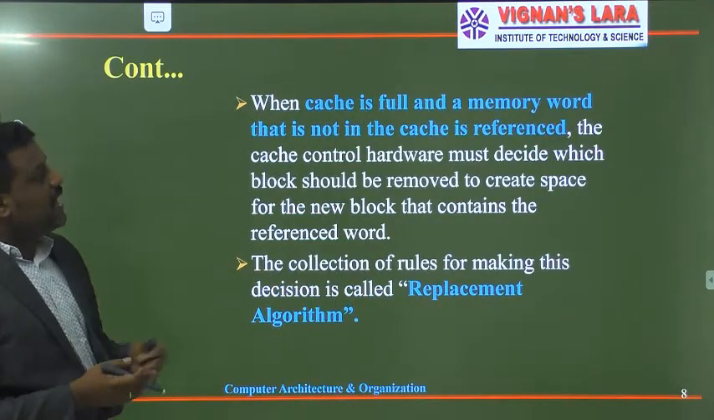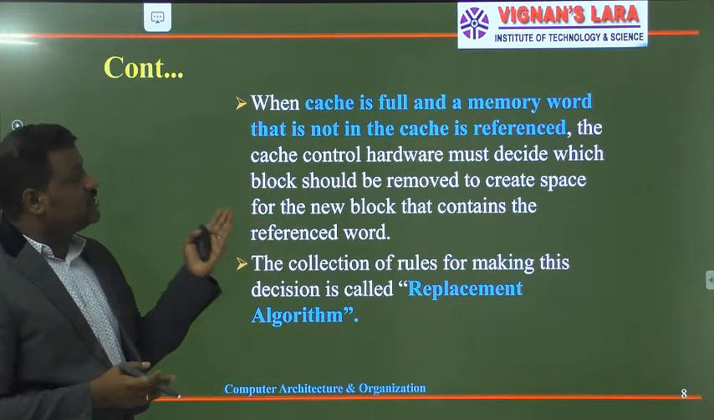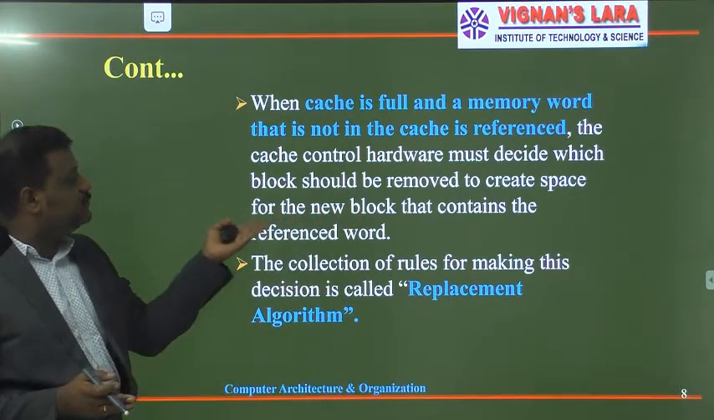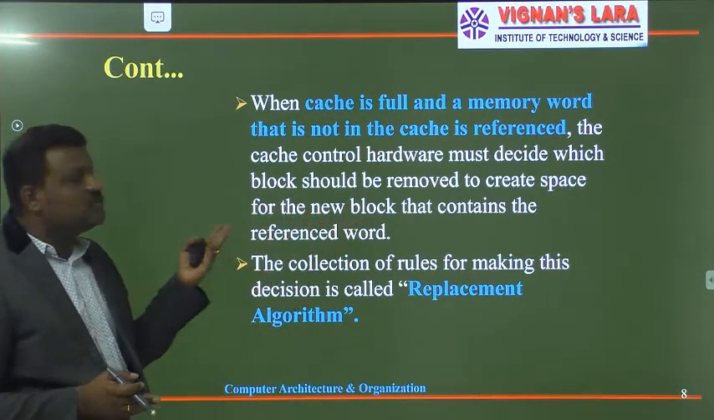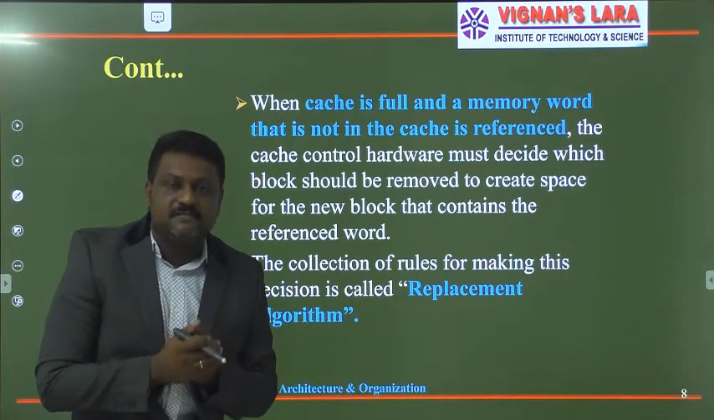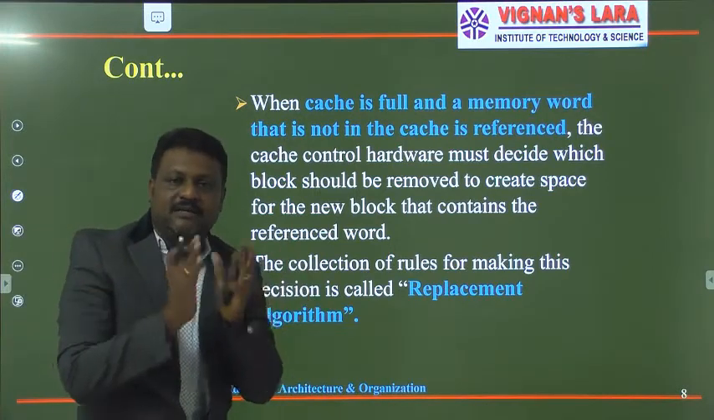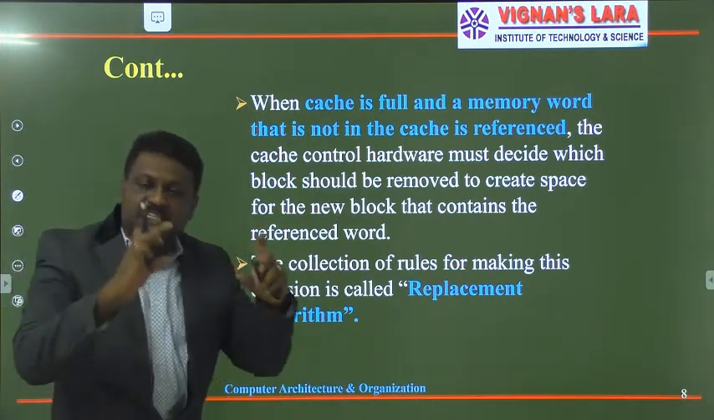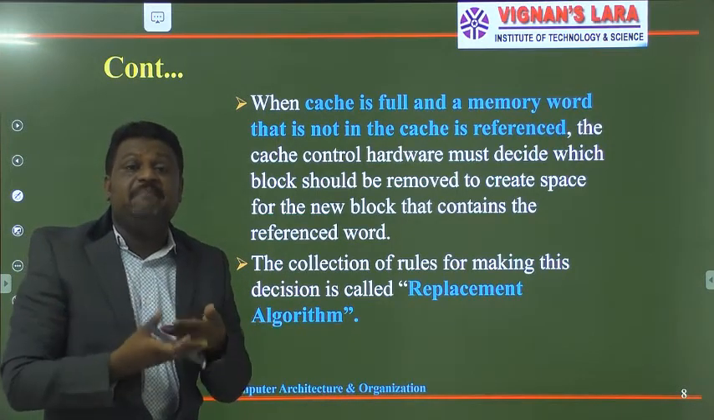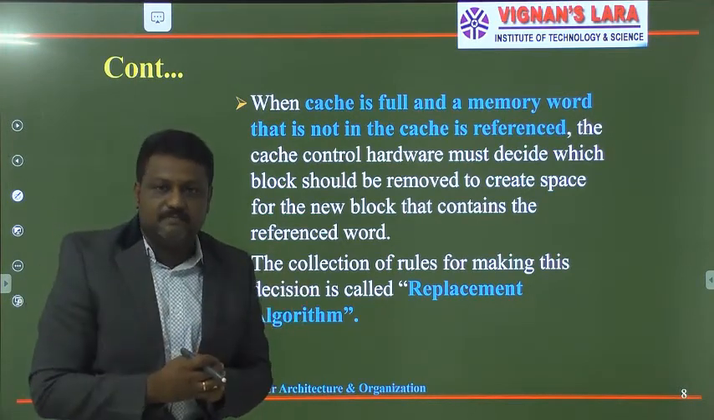When the cache is full and a memory word that is not in the cache is referenced, the cache control hardware must decide which block should be removed to create space for the new block that contains the referenced word. It is absolutely true. What is the meaning of this? If you observe your cache memory, no doubt the cache memory is smaller and faster, and it is organized in terms of lines. We don't find any empty line in the cache. That means the cache memory is always full with data.